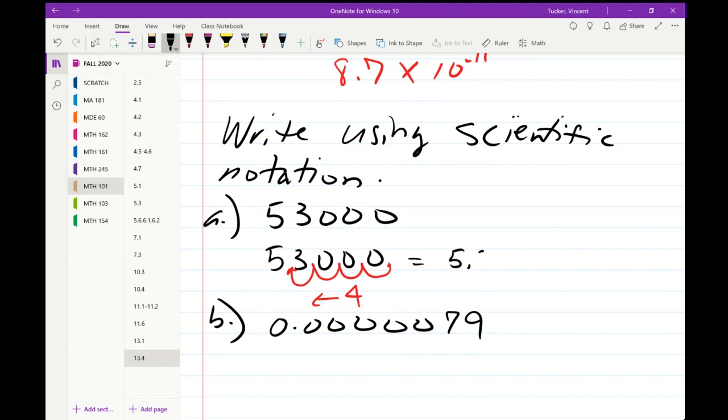So that's going to be 5.3, and that'll be times 10 to the fourth power. So I moved it 4 to the right, or 4 to the left, excuse me. So it's going to be 10 to the fourth power.